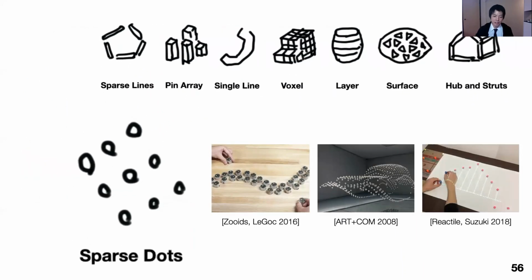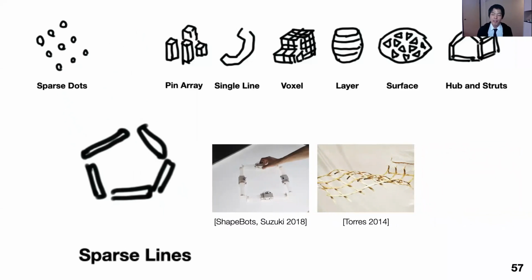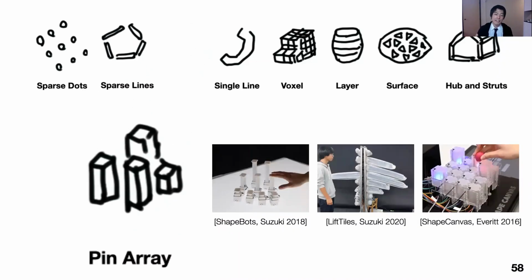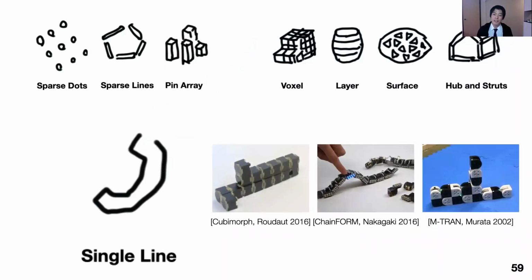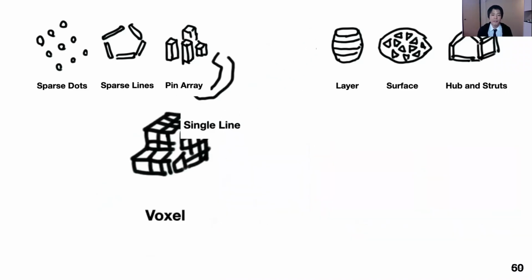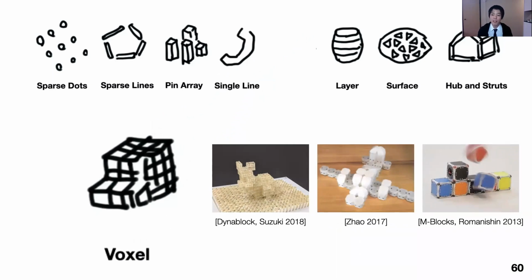The sparse dots consist of the shape made out of spatially aligned dots, which is most commonly used in swarm robots or drone displays. Similarly, the sparse line is spatially aligned lines to make a contour shape of 2D or 3D. And the pin array is using extendable actuation to construct a 2.5D shape. The single line is connected line elements that bend and reconfigure themselves to create a 3D shape. The voxel is using block-like elements to create the 3D shape.